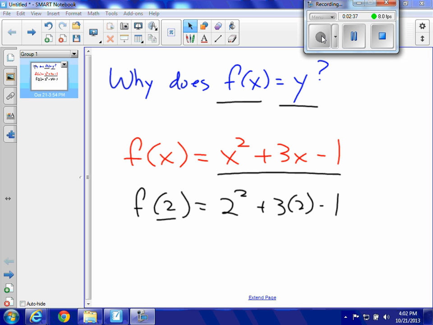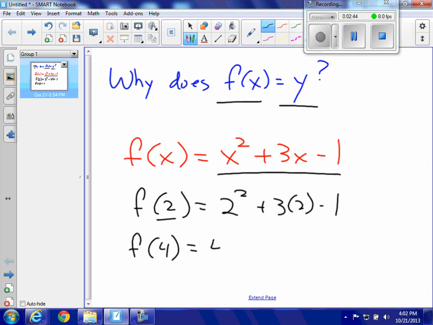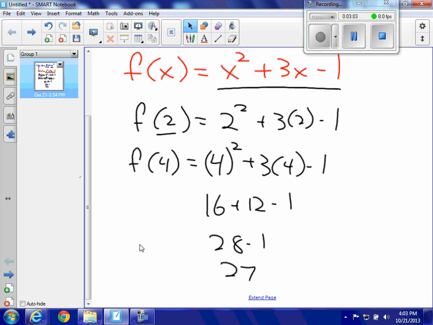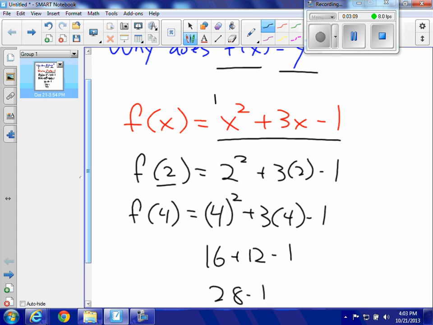I can do the same thing in this particular case with any bunch of numbers. I can find what is f of 4. And that is equal to 4 squared, using my parentheses like I should, plus 3 times 4 minus 1. So that would be 16 plus 12 minus 1. So that would be 28 minus 1, that would be 27. So all I've done here is I've evaluated this expression for different numbers.